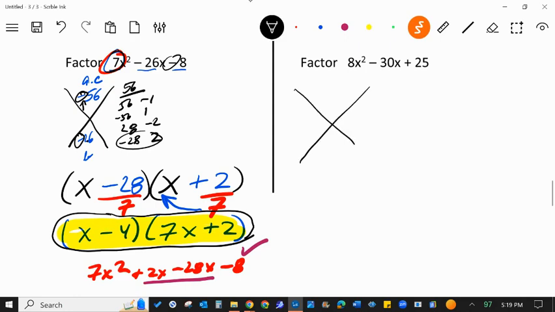8 and 25. So I need to do A times C here. Okay, so 8 times 25 is 200, but it's positive. But we have to add to a negative 30, and that's the B. So we need the numbers that multiply to 200 that add up to negative 30, but they both have to be negative. So 200 and 1 doesn't help. Let's do 100 and 2, doesn't help. 50 and 8, well, that's not much of a help so far either.